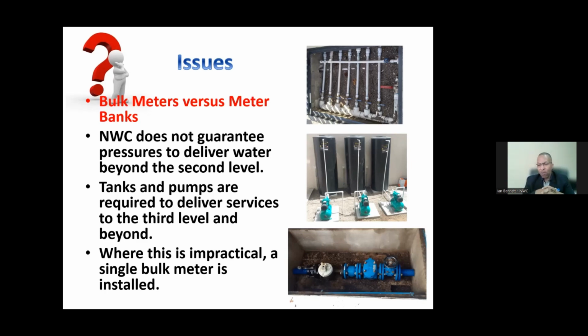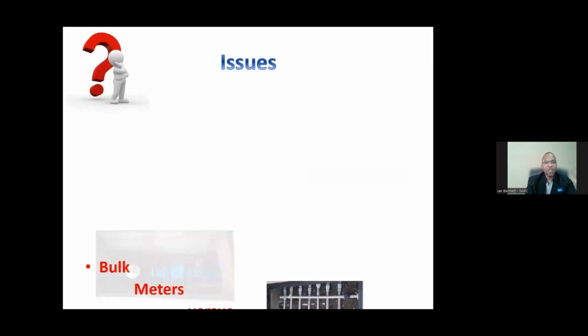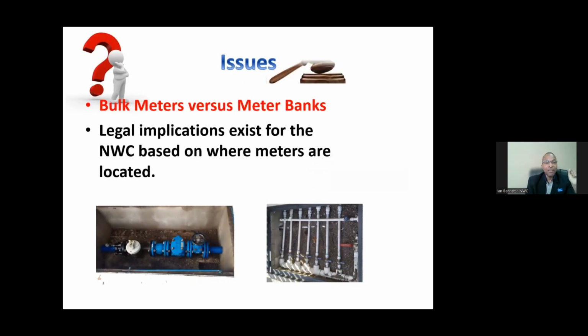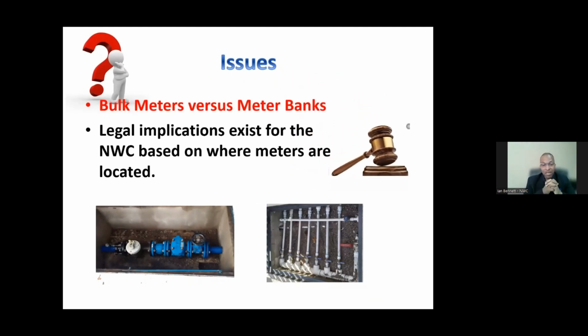You should be able to arrange it in such a way. Sometimes you might have to depress the floor where the pipes run, and put gratings over it. Little things like that will help you to walk, inspect, and repair those pipes if it becomes necessary. What are some of the other issues involved with regard to bulk meters and meter banks? There are legal implications for the NWC where meters are located. Everything behind the meter, before the meter, is really NWC's responsibility.